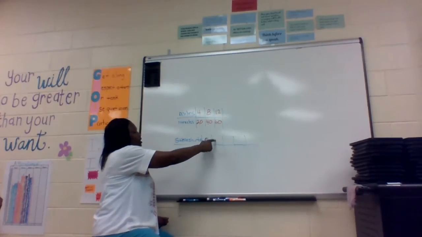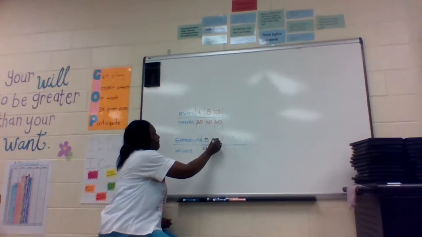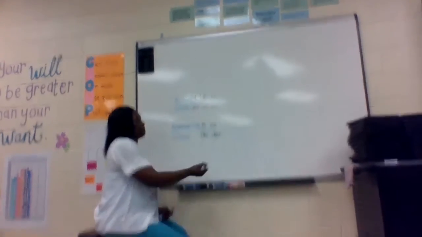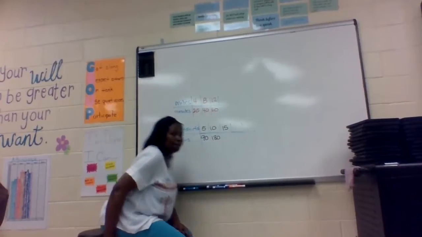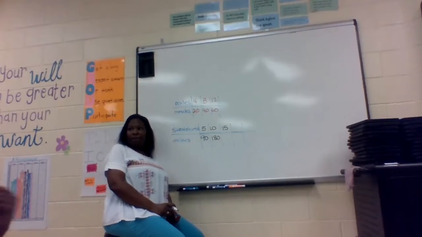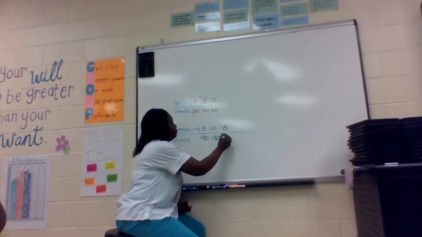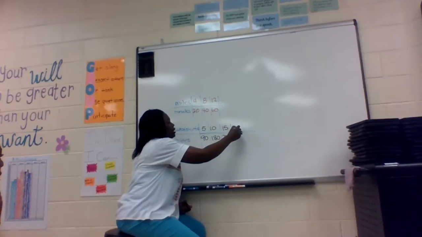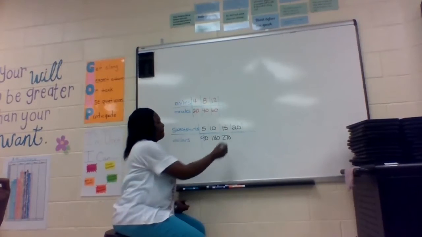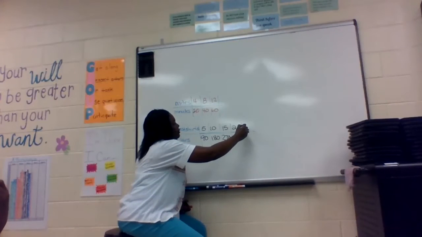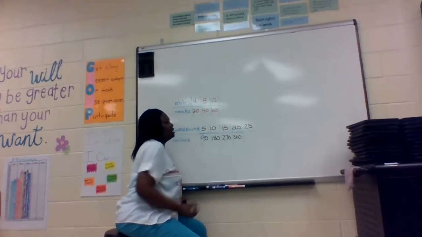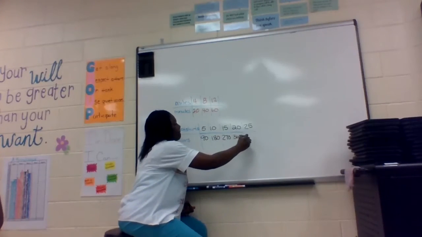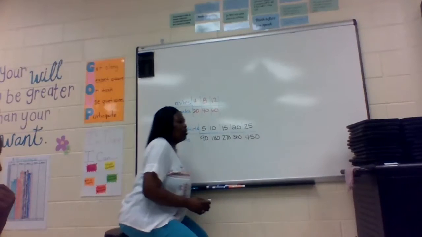All right. What will go here? 10 sweatshirts is 180. What's next? 15 sweatshirts, 270. 5, 10, 15, 20, that's 360. And 25 is 450. All right. Now, what is our question?